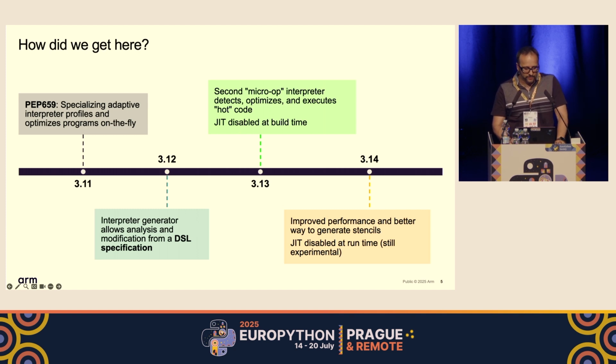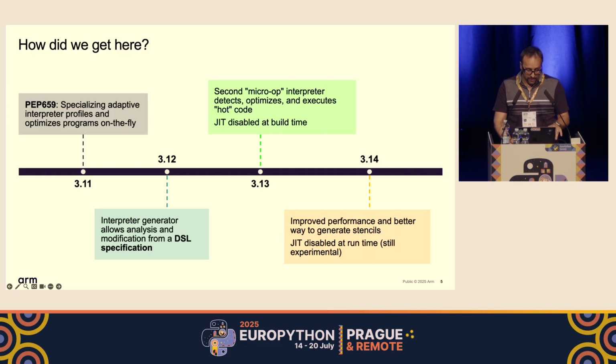In 3.12, a new DSL was introduced for generating interpreter code. This helped manage the complexity and removed a lot of boilerplate code for things like stack manipulation and reference counting. We now have a single source of truth to generate multiple tiers of interpreters.